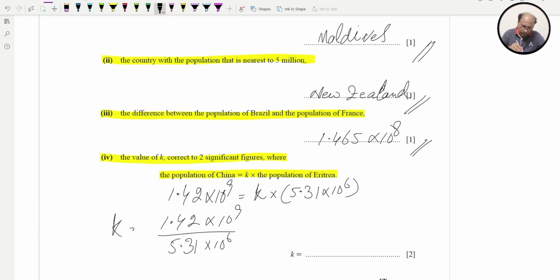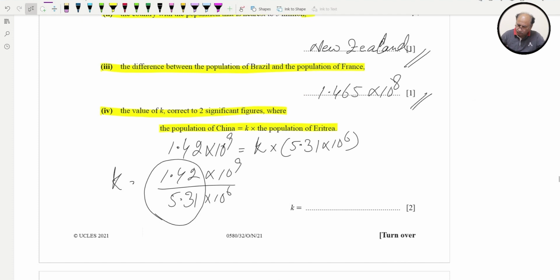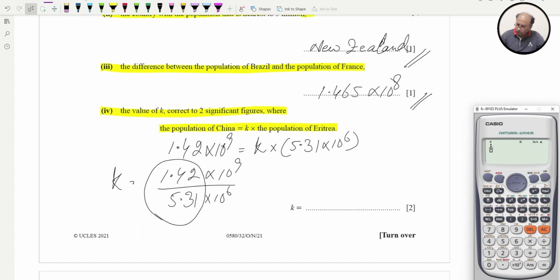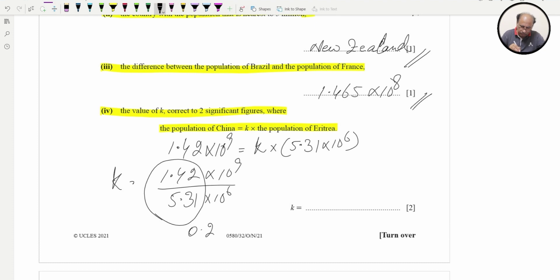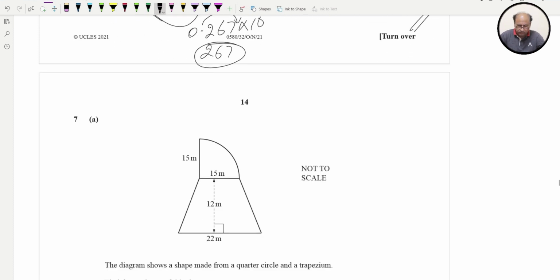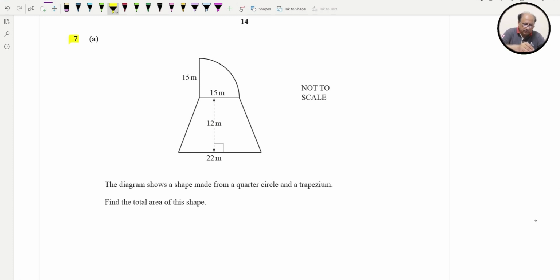And to solve this one, we will solve this portion first by the help of calculator, and this will be the easiest way. 1.42 divided by 5.31 will be equal to 0.267. So 0.267 into 10 raised to the power of 9 minus 6. 9 minus 6 will be 3, and further we can shift the decimal, and we will get 267.0, or no need to write this, and to round this up to two significant figures. They are asking for two significant figures, so it will be 270, and this will be our final answer for this k part.